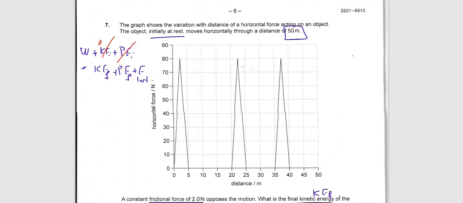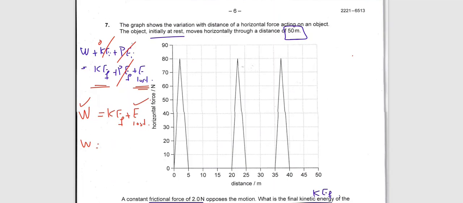We will have kinetic energy final because the object moves. There is no potential energy, and since there is friction, we will have energy lost due to friction. So the equation will be W equals kinetic energy final plus energy lost due to friction. Now we need to calculate W first and then the energy loss.